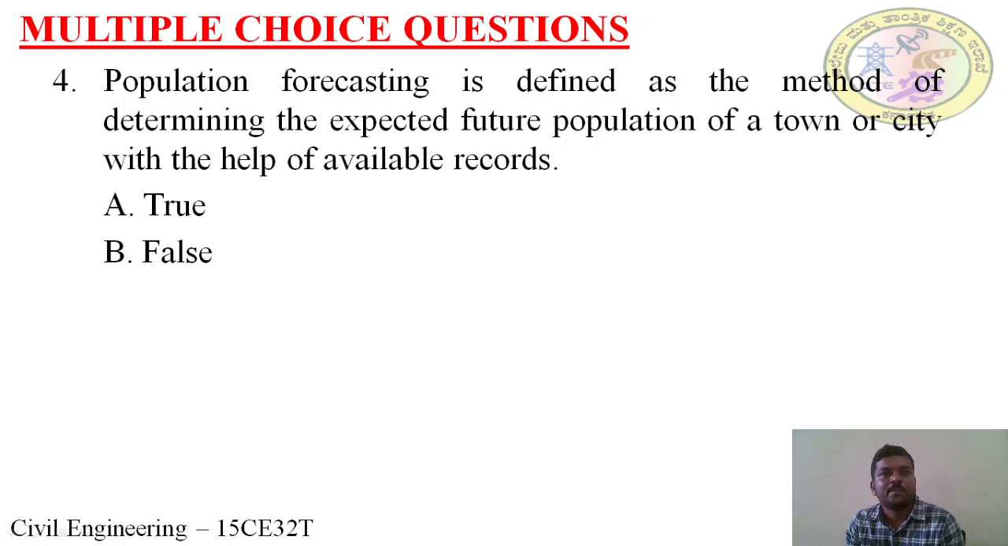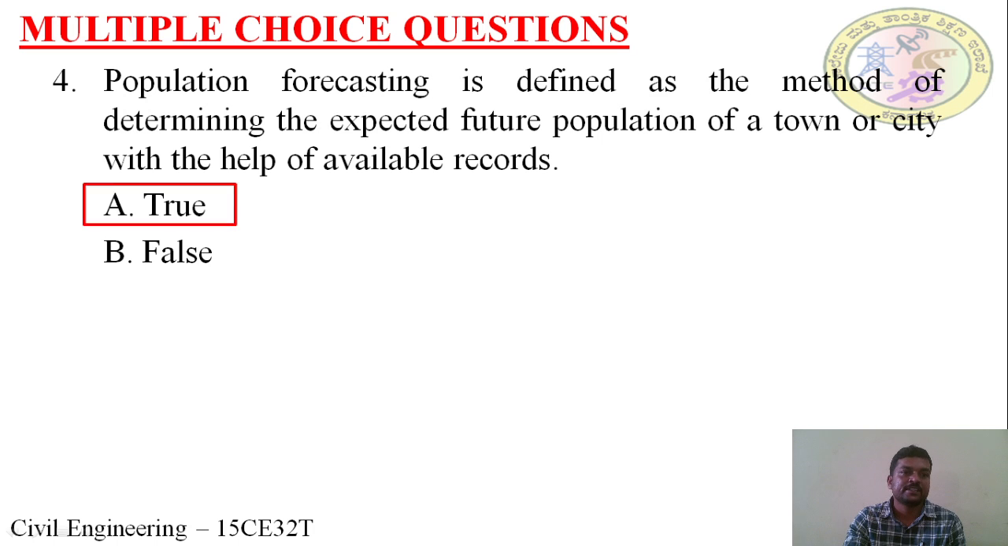Fourth question. Population forecasting is defined as the method of determining the expected future population of a town or city with the help of available records. Whether the statement is true or false. Option A is true, option B is false. So population forecasting means determining the expected future population of a city or a town. So the answer is A, that is true.